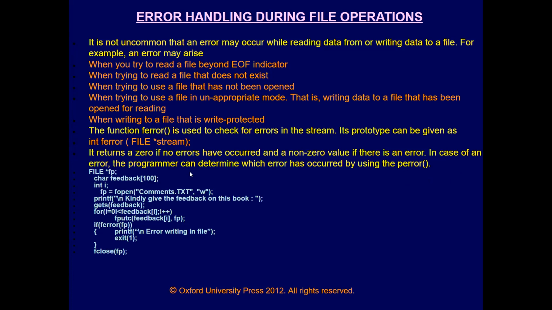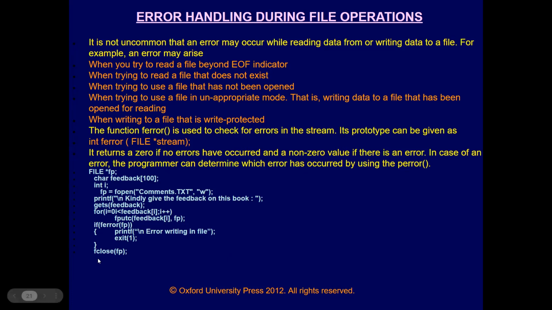So ferror in C checks for an error in a stream. As we know, it returns 0 if no error has occurred, or non-zero if there is an error. We can use perror for the last error that occurred, to get a description of what actually occurred, or to find out the error. Next, after performing the file operation, the program checks for an error using ferror(fp).